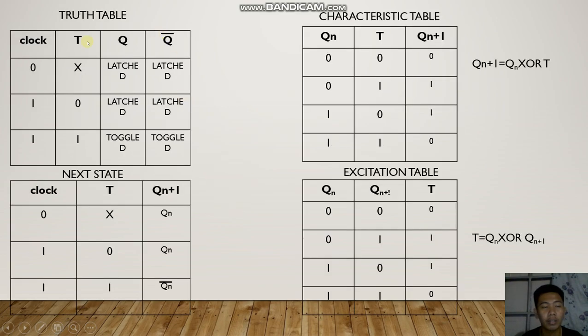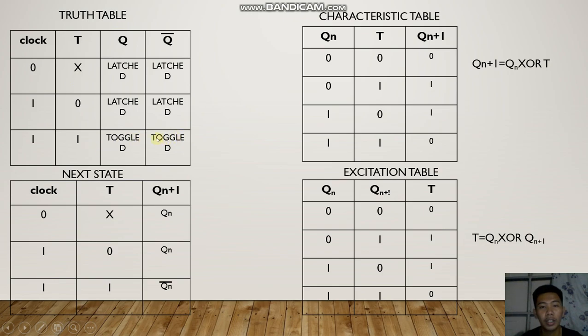We have here our truth table of the T flip-flop, with our clock, our T, our Q, and Q prime. If our clock is equal to 0, our T is a don't care state, so our Q and Q prime are latched. If our clock is 1 and our T is 0, same, Q and Q prime are latched. If our clock is 1 and our T is 1, our Q and Q prime toggle.